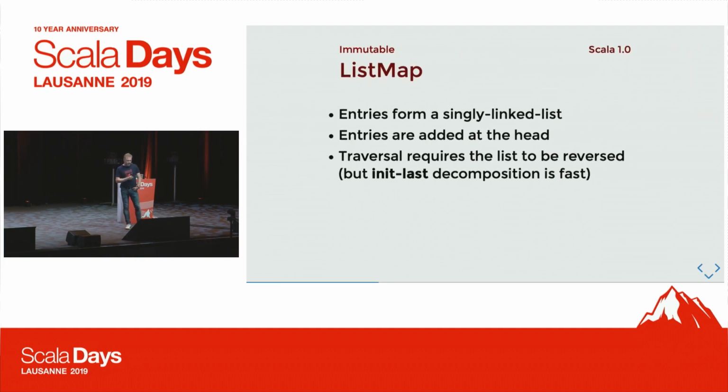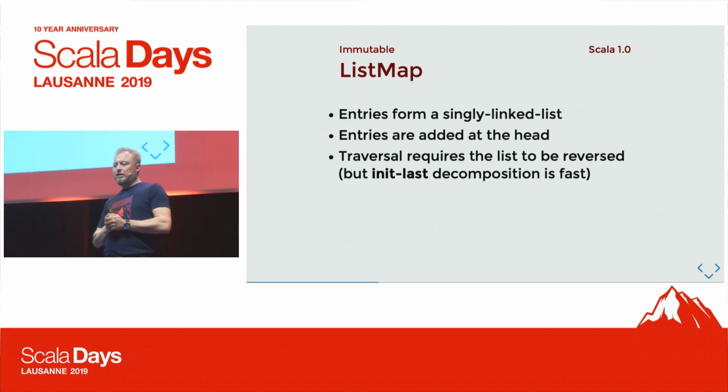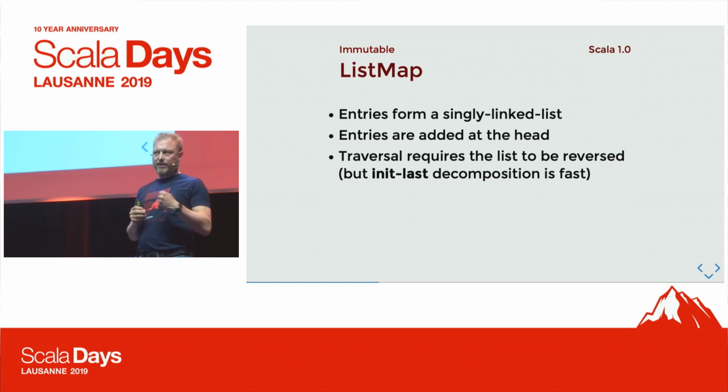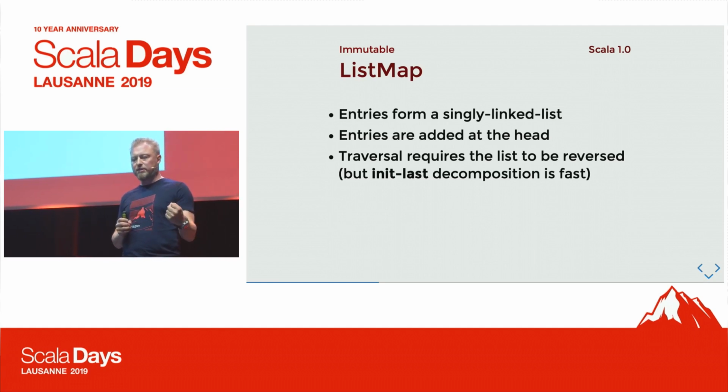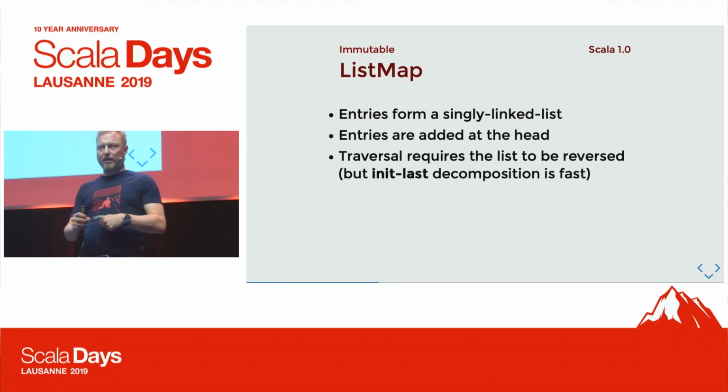We'll start with ListMap. This is actually the oldest one in Scala since it's been in Scala 1.0. And the entries of this one form a single linked list. So it's basically an immutable list. You add the entries at the head, so the most recently added is at the head of the list.